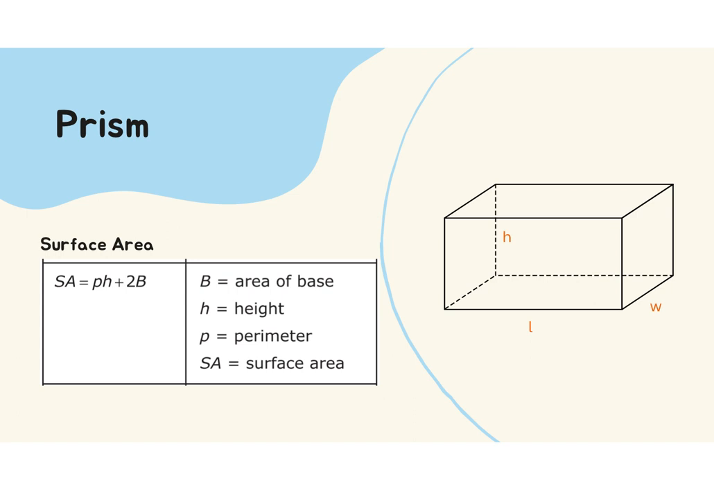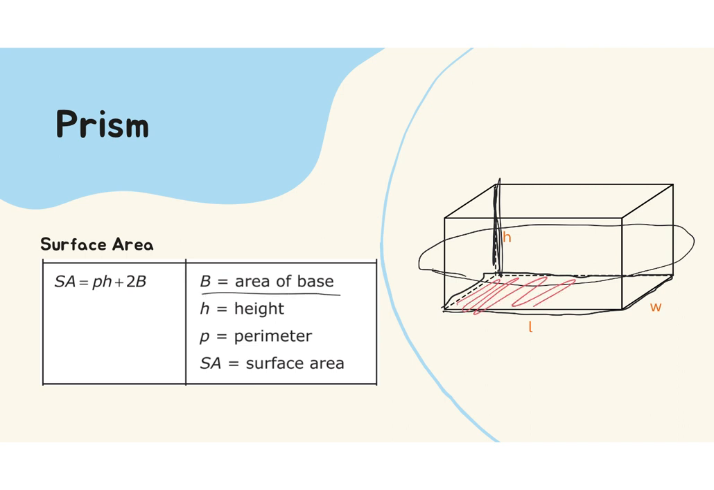So for this, our perimeter would go around the bottom, and we would just add those four sides together. We would multiply it by the height, and that would tell us what everything going around the outside would be. Then this area of the base, we just find the area of this rectangular base, and we multiply it by 2 because we have 2 of them.